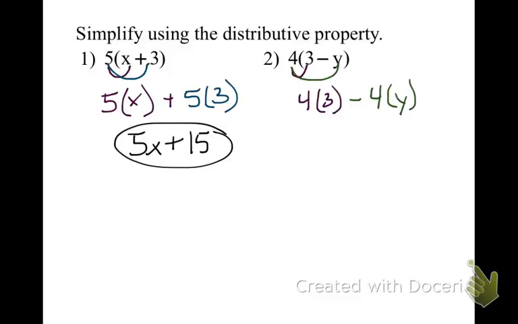And now I simplify. So what's 3 times 4? It's 12. Bring down my subtraction sign. 4 times y is 4y. Now, I like to have my variable out in front. So I'm going to go and rewrite my answer.